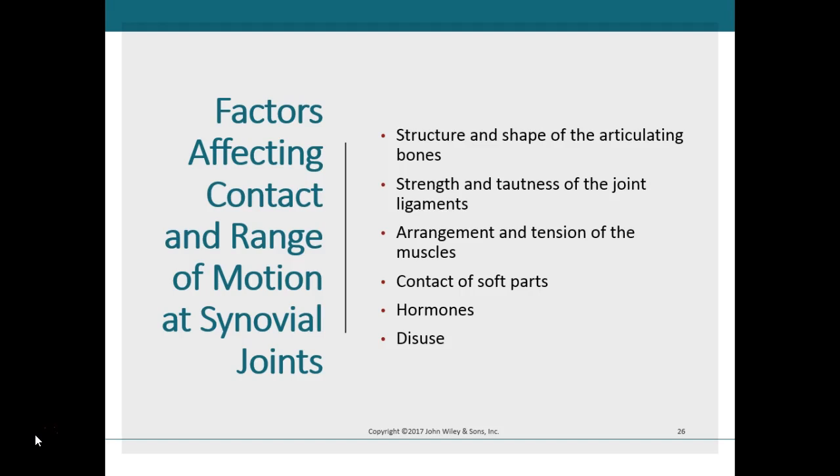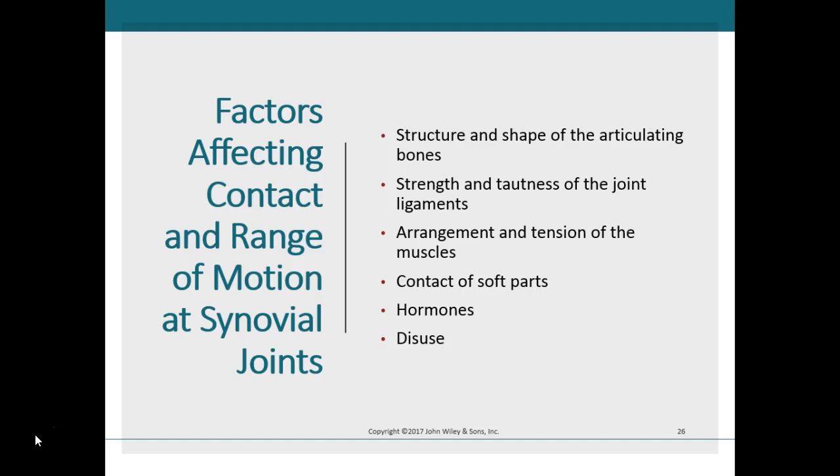Really tense ligaments restrict the range of motion, but also direct the movement of the bones in respect to each other. For example, in the knee joint, the ACL or anterior cruciate ligament is tight or tense, and the posterior cruciate ligament is loose when the knee is straightened, and the reverse occurs when the knee is bent. So the way that those ligaments of the joint can change their tightness or their tautness will change the way that joint can move.